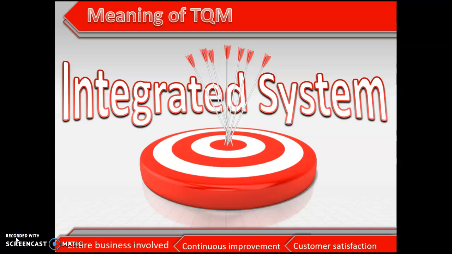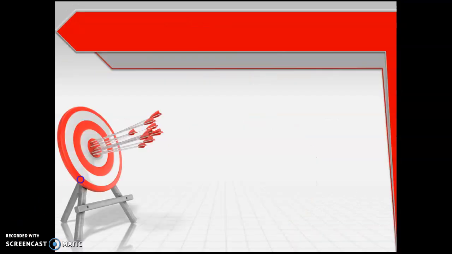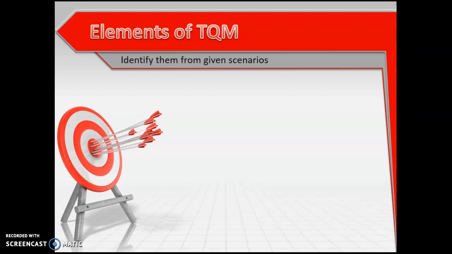So to recap, TQM is an integrated system that involves the entire business, all the employees who are looking to continuously improve their products and services so as to ensure that customer satisfaction is increased. So now we're going to move on to the elements of TQM. You will need to be able to identify these from given scenarios.